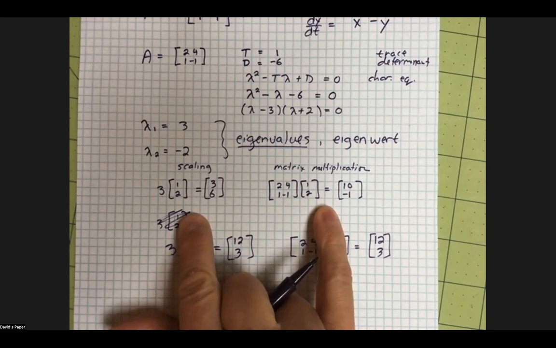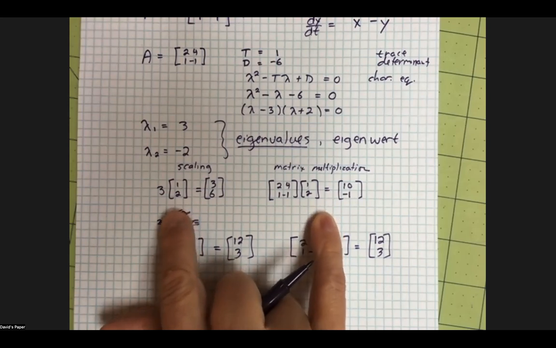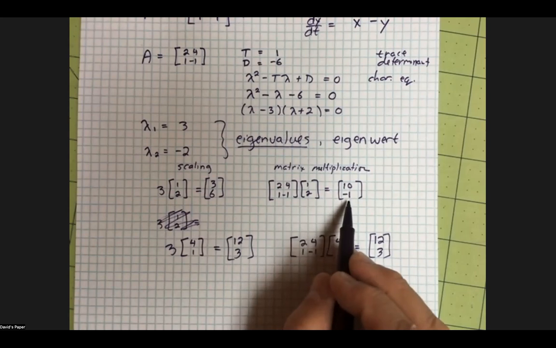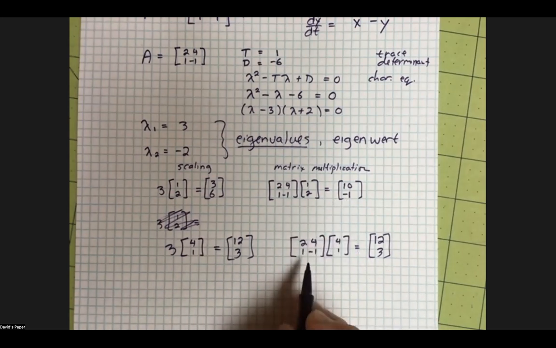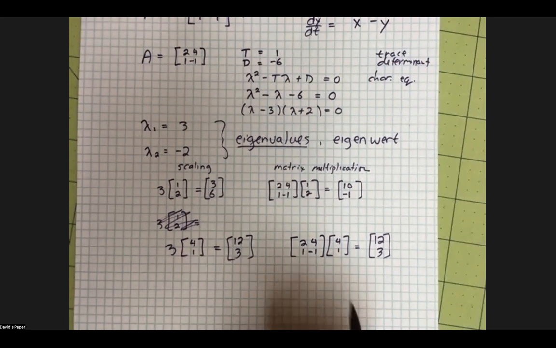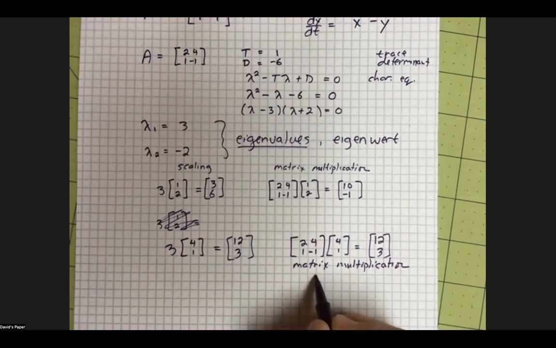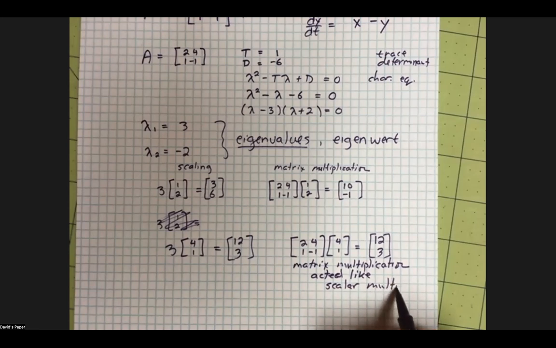I don't expect this to happen in general. If I just pick a matrix and a vector out of the air, matrix times vector is not often scaling it. But when a matrix does act like a scalar, this must be special. So here the matrix multiplication acted like scalar multiplication. So let's explore that in vector language.